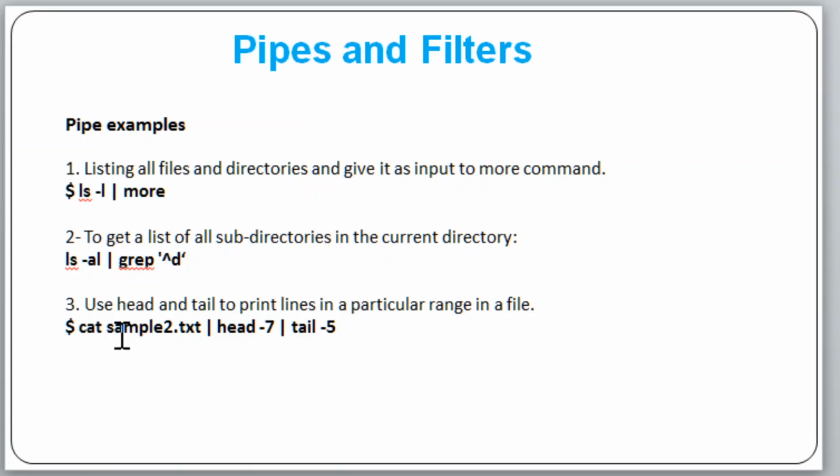So here's some more pipe examples. We can list all files and pipe that into more. And that way we can scroll up and down, okay? We can also do an ls -al, which is all and long listing, and grep that and look for a list of all subdirectories in the current directory.